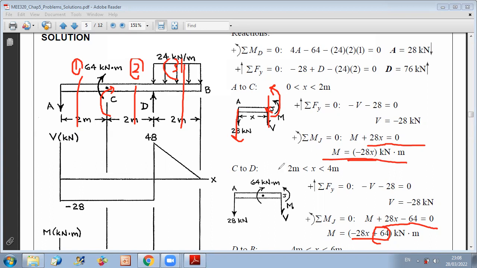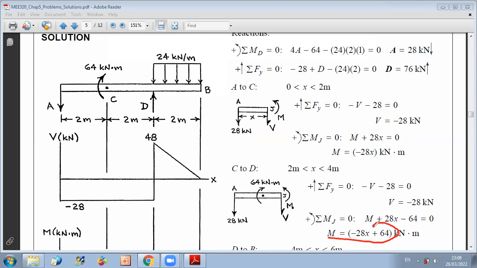Now from C to D, what will just change is that in addition to the moment of Ay, you have the couple, okay? And since we rejected the right part, the bending moment is positive when it will compress the upper part of the beam. So this is your direction of moment. And this is why when you write your equation, you take plus M plus 28 times this distance, which is x, and minus 64 equals 0. So then you get that your bending moment in this region is minus 28x plus 64.